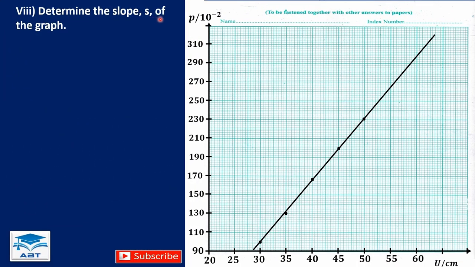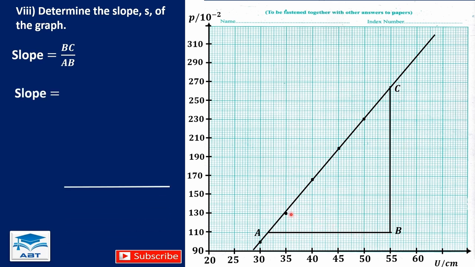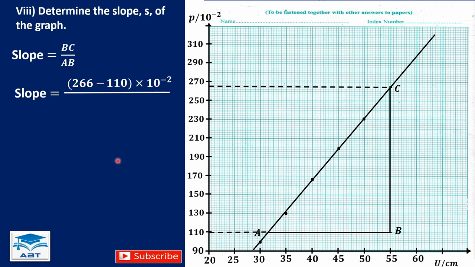Determine the slope S of the graph. So for the slope, we draw these horizontal and vertical lines. We name here A, B, and C. The slope is change in BC divided by change in AB. For change in BC, we have this is 250, the middle is 260, 266 minus 110 times 10 exponent negative 2.